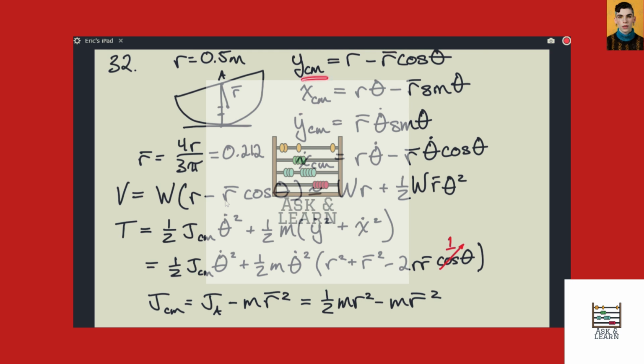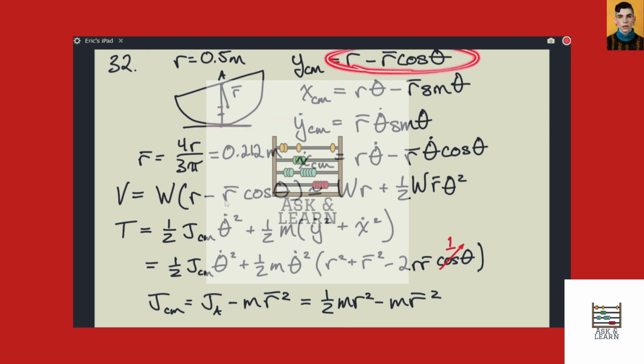Now we can take time derivatives of those to get the velocity of the center of mass. For a semicircle, we can look up that r bar, the distance from here to here, is 4r divided by 3 pi, and in this case it's 0.212 meters. Now, what is the potential energy? That's the weight times the distance y of the center of mass above our datum, which we'll take as this.